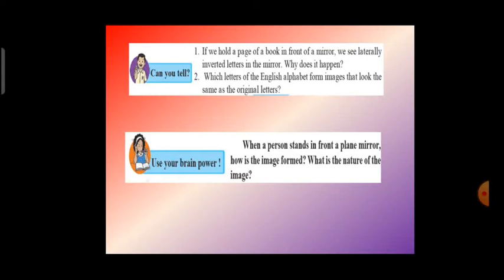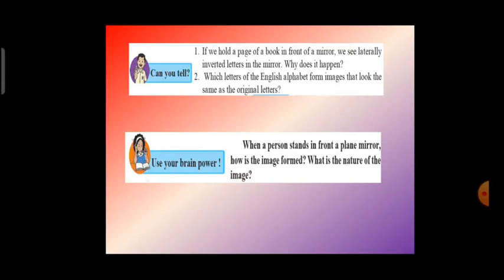Which letters of the English alphabet form images that look the same as the original letters? The letters of the English alphabet that form images same as the original letters are A, H, I, M, O, T, U, V, W, X, Y. You can observe this on your own.